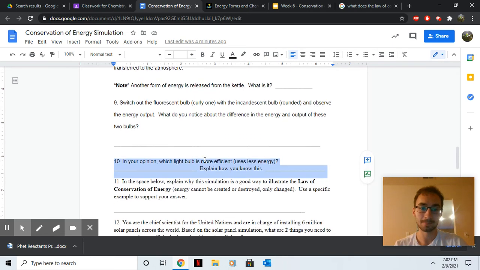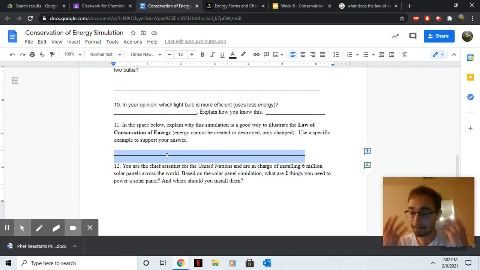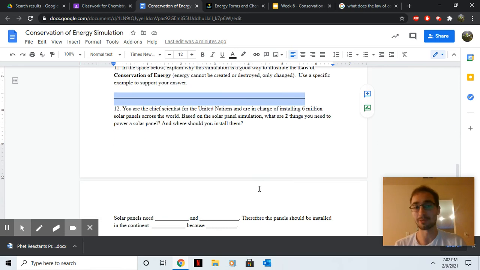Okay. 11. In the space below, explain why the simulation is a good way to illustrate the law of conservation of energy. So this one, just tell me, why does the simulation show you that energy cannot be created or destroyed, only changed. And then 12 is a little bit more difficult.